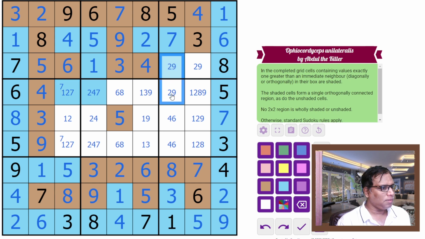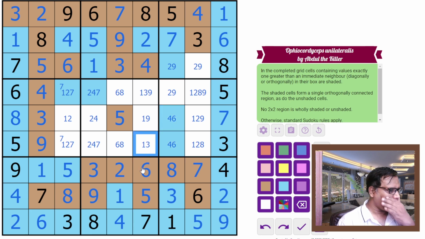Now, does this allow us to do something? That's 2, 9, that's 4, 6, 4, 6. So now these both are light, right? Yeah, these both are light. We can't do anything about this, right? We still don't know what is that.